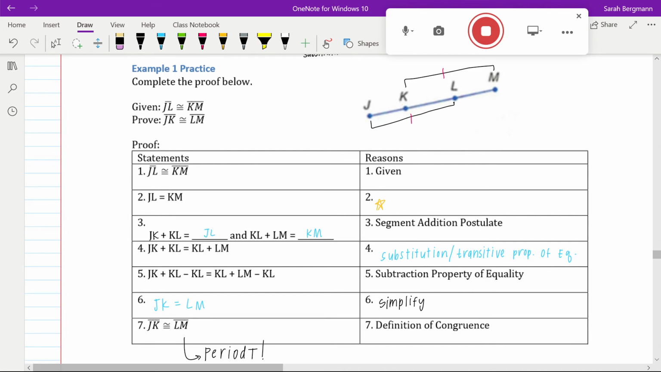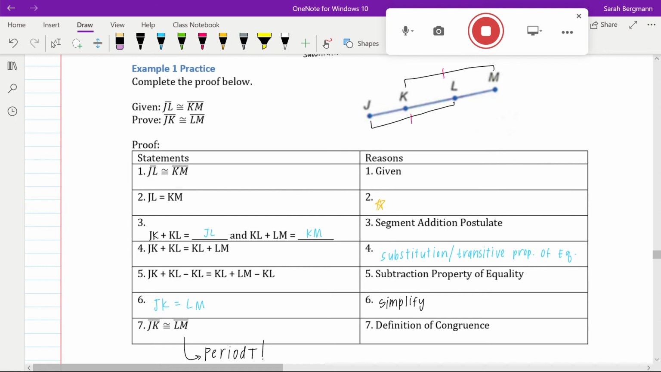So the first step, they wrote down the given. Then the next step, they wrote JL equals KM. How do they know that JL is equal to KM? Based on the first statement. I need you to fill in that reason on your own.